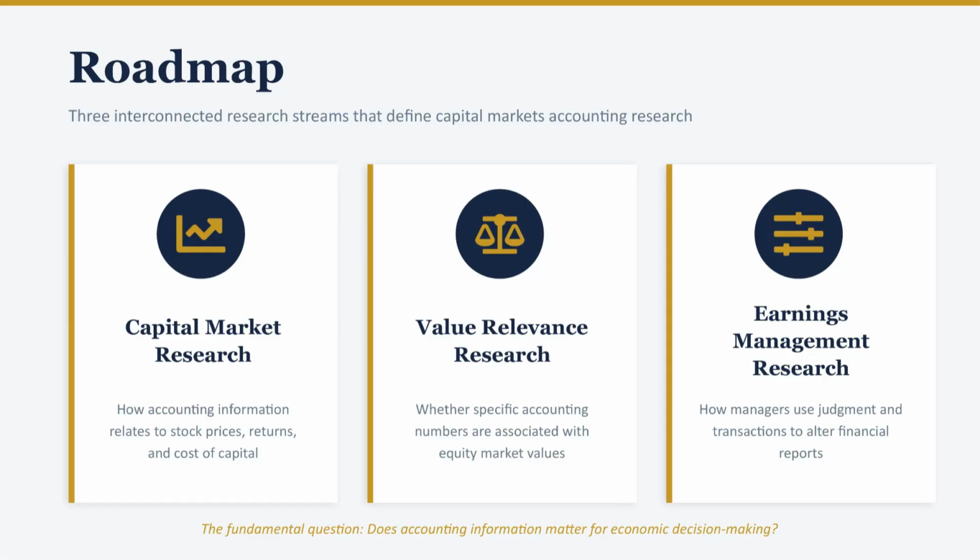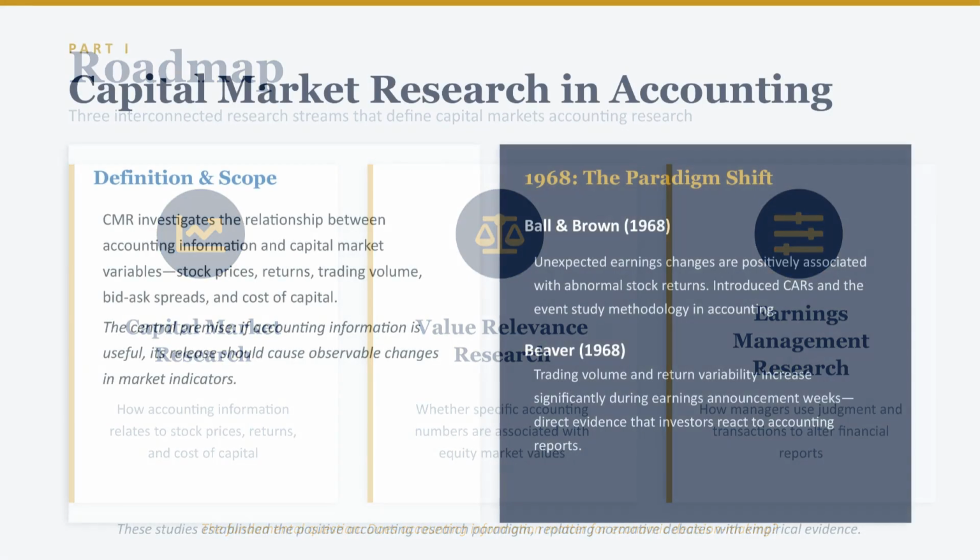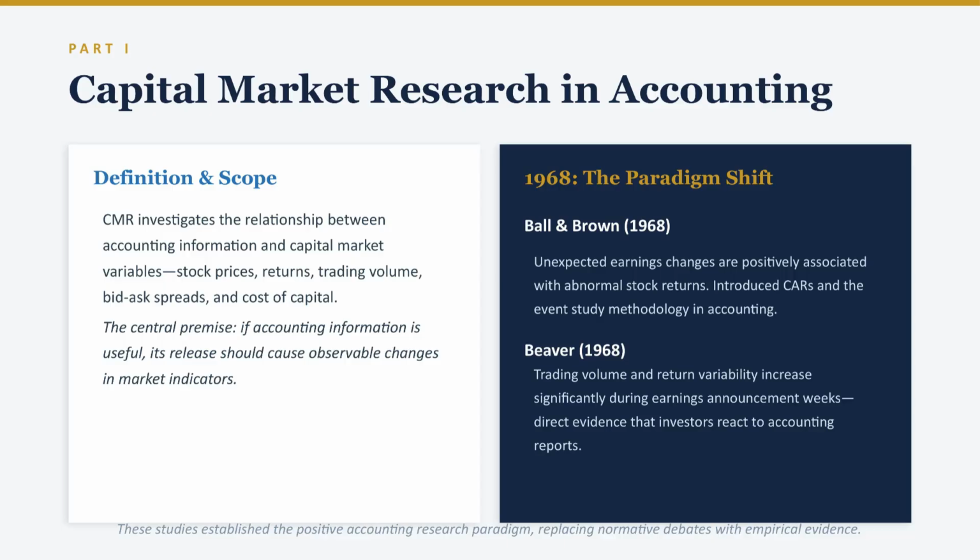1. Capital market research, broadly defined. 2. Value relevance research. And 3. Earnings management research. For each pillar, we discuss its intellectual origins, core research questions, key methodologies, seminal studies, and current frontiers. Understanding these 3 streams is essential for any doctoral student in accounting because they represent the dominant paradigms through which accounting scholars have sought to answer the fundamental question: does accounting information matter for economic decision-making, and if so, how? Now we focus on capital market research in accounting.